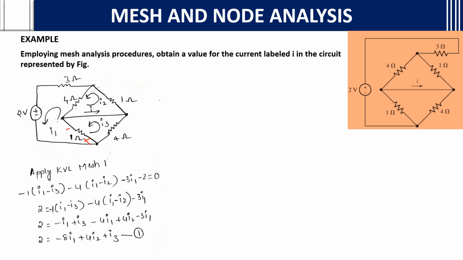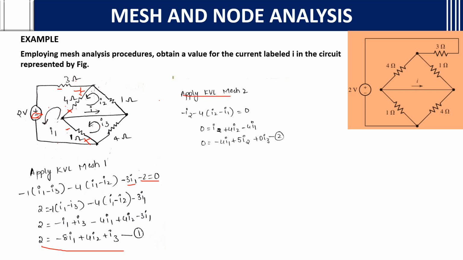As we are starting from this side, plus and minus. If you see here, plus minus I1 minus I3 minus 4 into I1 minus I2 minus 3 I1 minus 2. As end is minus, so minus 2 equals to 0. If you evaluate this by taking right hand side to left hand side, you get 2 equals to minus 8 I1 plus 4 I2 plus I3.